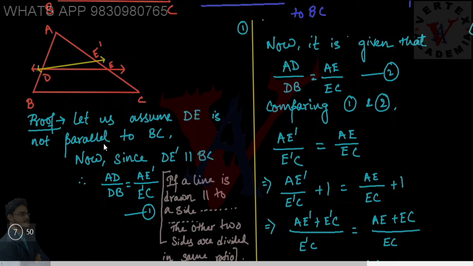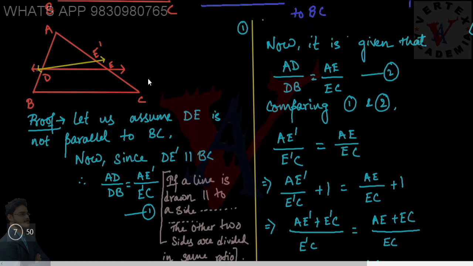So see, finally what we are trying to prove is that DE is parallel to BC, but we have assumed DE dash is parallel to BC. So if we can prove that E and E dash are the same points, then we can say that DE is parallel to BC, since DE dash is parallel to BC. I hope this is clear. So to do that, we do some algebraic manipulations from here.